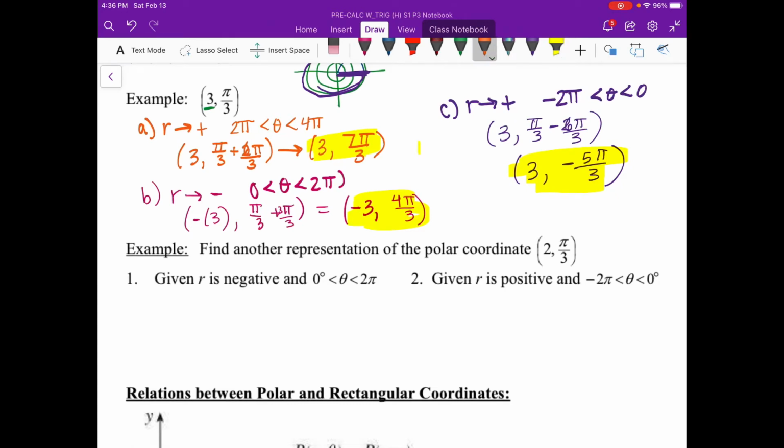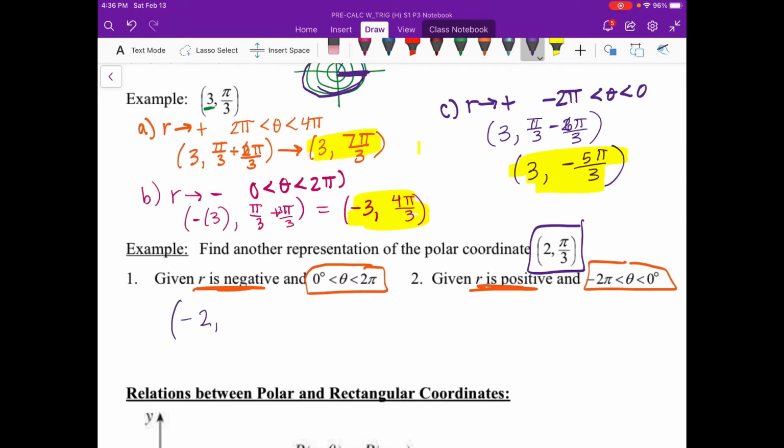So let's go ahead and try this with these 2 examples. I'm going to tell you whether the r is positive or negative, and then I'm going to tell you which way the angle should go. And we want to make sure that it matches this given point, 2 comma pi over 3. So if I want r to be negative, that means instead of being a positive 2, it's going to become a negative 2. And if I want it to be within one rotation, then I'm just going to add pi to it. So pi over 3 plus pi. And remember, this is the same as 3 pi over 3, which makes it a little bit easier to simplify. That gives me 4 pi over 3.